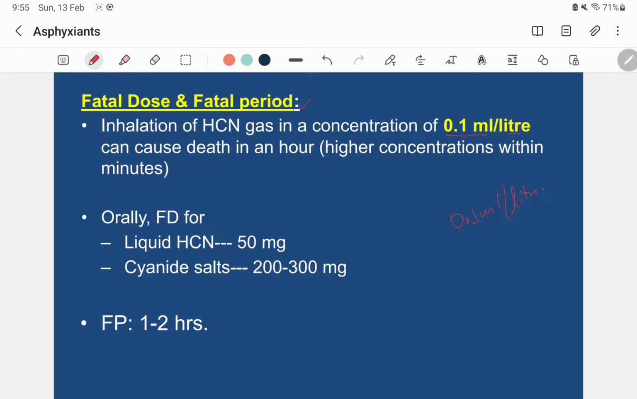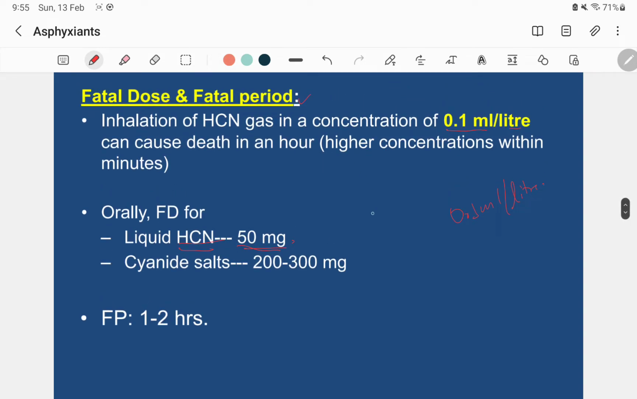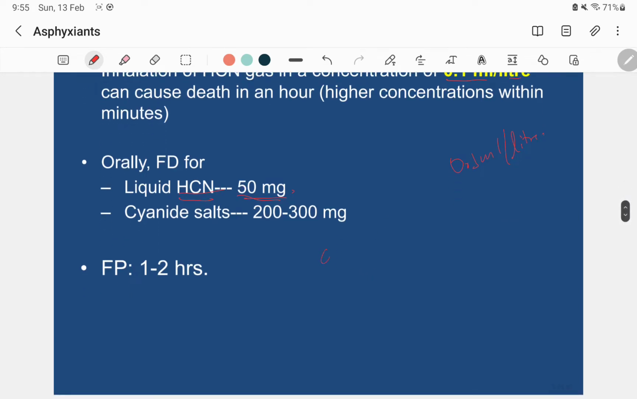The oral fatal dose for liquid cyanide is 50 ml, while for gas it is 0.1 ml per liter. And for cyanide salts, 200 to 300 milligrams is a fatal dose. So the forms of cyanide are gas, liquid, and salts.